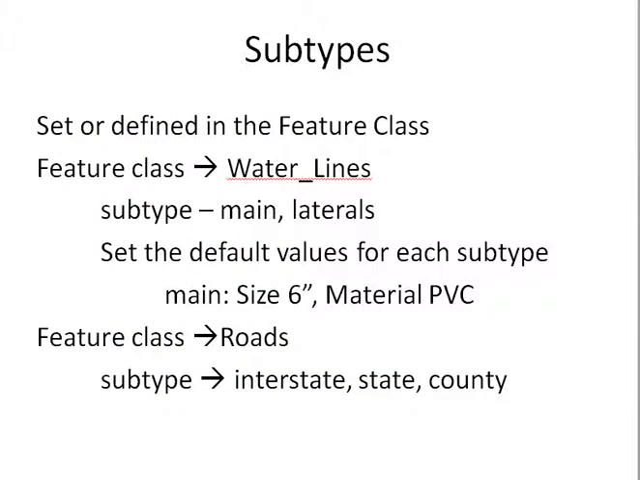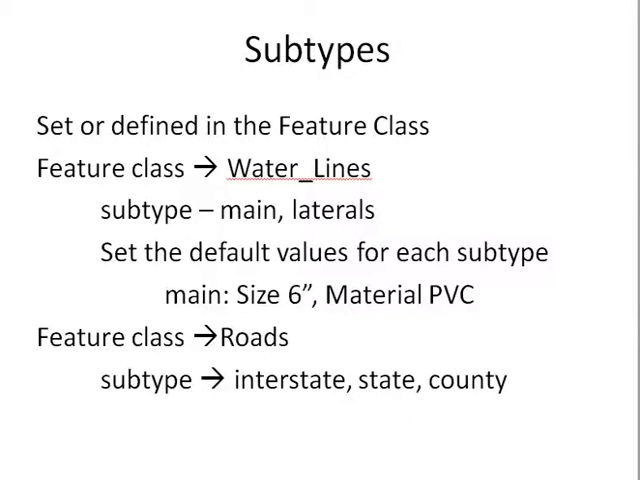You can also define subtypes. So once you define your domains, you have to go into the feature class. The domains are defined in the Geodatabase, and then you go into your feature classes within your Geodatabase, and you assign different categorical information. So subtypes are always categorical. So let's say I have a feature class called water lines, and I want to create a subtype of water line. One subtype is a main and the other subtype is a lateral. So that's just like categorical data.